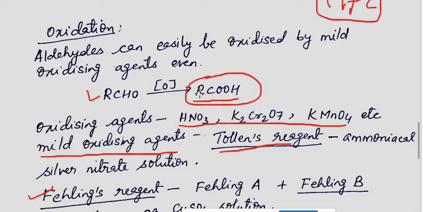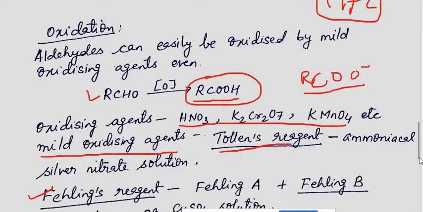But if it is oxidized in presence of basic medium or alkaline medium, then it gets converted to salt of carboxylic acid, and in that case we will write the product as RCOO minus over here. This minus represents that RCOO minus is the salt of carboxylic acid.